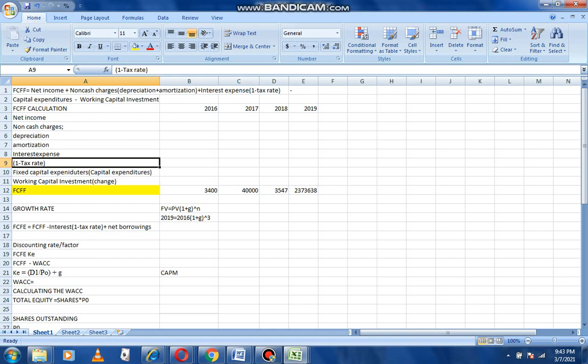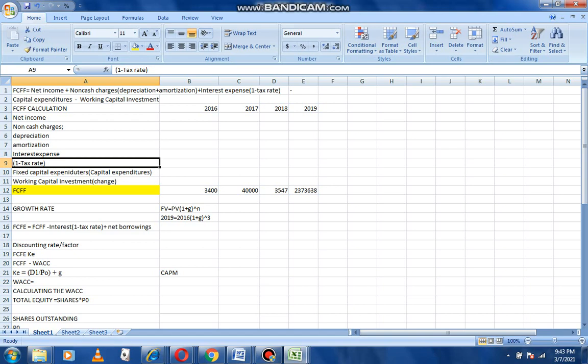The first thing you need to know is the formula, and we were told that FCFF is net income plus non-cash charges, which are depreciation and amortization, plus the interest expense times 1 minus the tax rate, minus capital expenditures, minus the working capital investment.